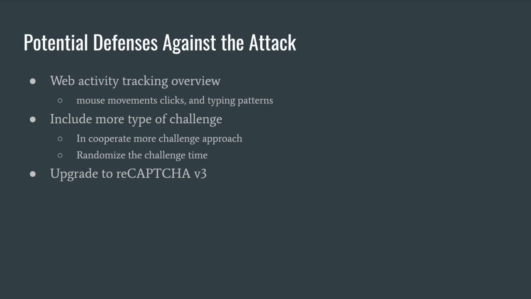Let's talk about the potential defense strategies. Web activity tracking is a technique used to distinguish bots from humans on websites. It involves analyzing user behaviors such as mouse movement, clicks, and typing patterns. Using machine learning methods, we can effectively distinguish whether these are bot or human actions.